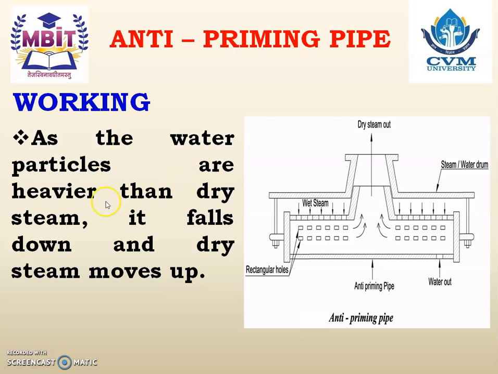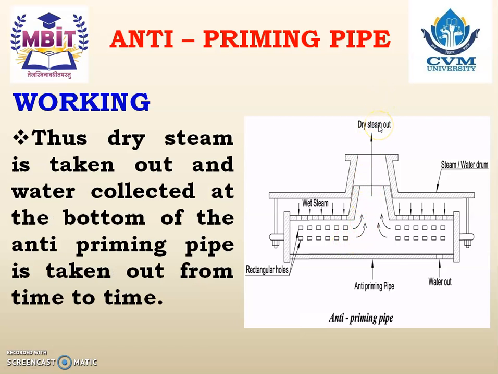As the water particles are heavier than the dry steam, it falls down and dry steam moves up. Thus, dry steam is taken out from the top and water collected at the bottom of the anti-priming pipe are taken out from the anti-priming pipe time to time.